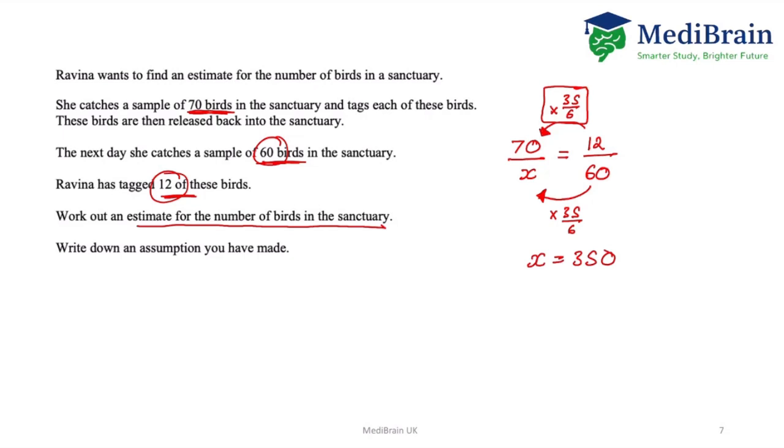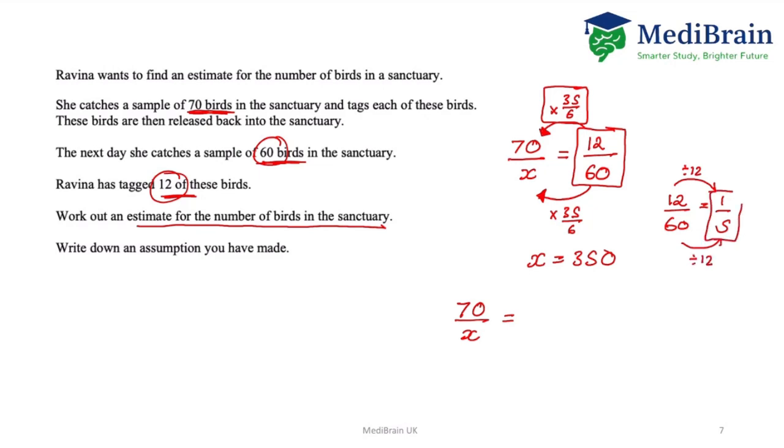And if you wanted to, you can also change this into a simplified fraction. So we had 70 over x, and we know that 12 over 60 is the same as 1/5, because 12 to get to 1, you divide by 12, and 60 to get to 5, you also divide by 12. Okay, so we know that 12 over 60 is the same as 1/5.